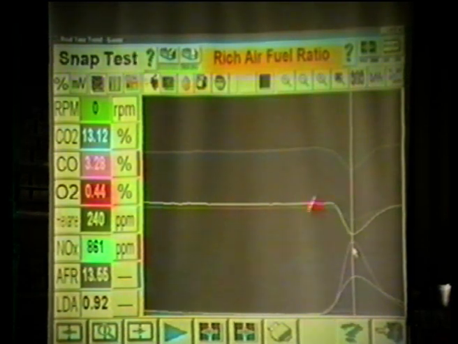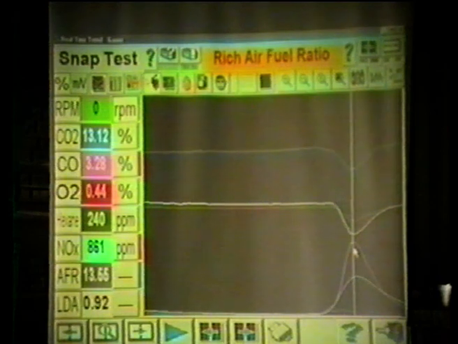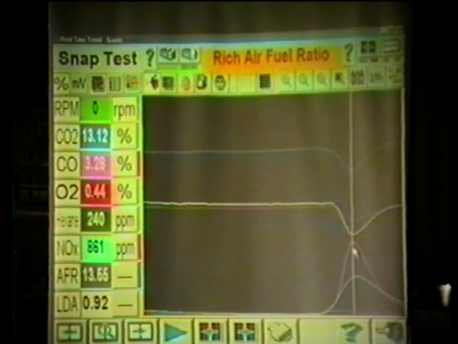Well, if you're looking at this area here, you're looking at something that looks like this. It's gone slightly lean on the first part of after-start enrichment. So the first part of after-start enrichment is on lean.